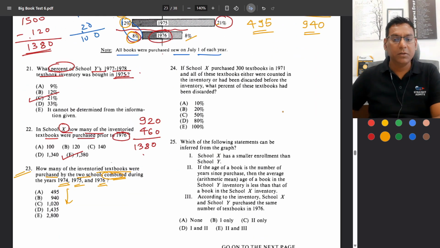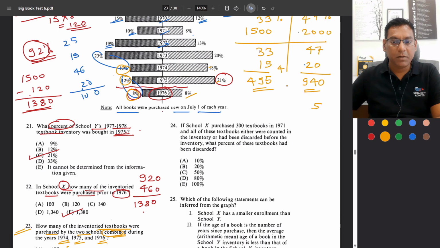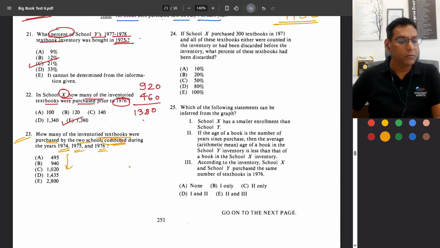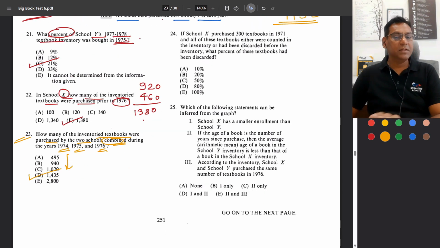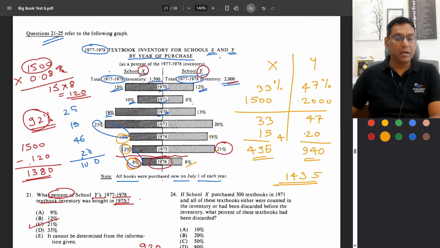Okay, so I need to add them up, or what do I have to do with this? Combined. Okay, so I just add them up. What do I get? 1435. Answer choice D. Okay, this is a little tricky to understand the graph first of all, and the calculation is also a little bit calculation intensive, so be very careful in this one.